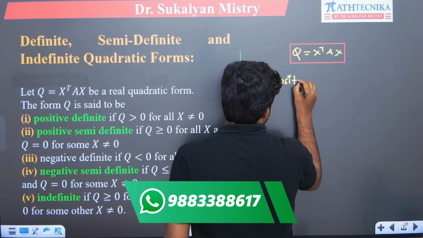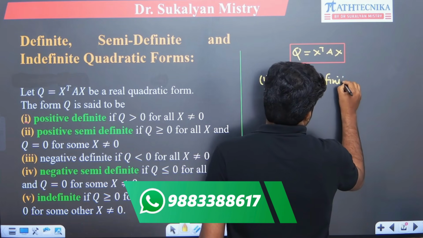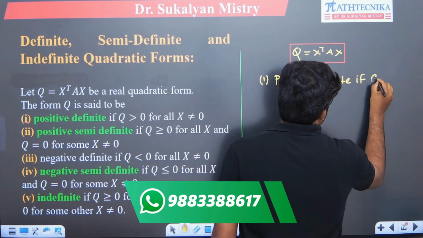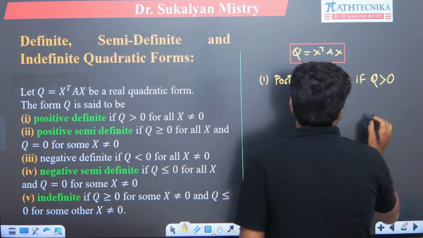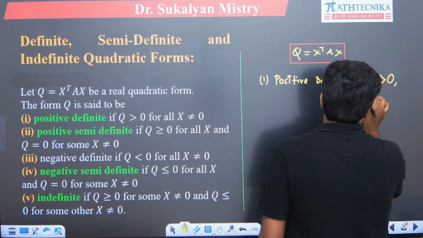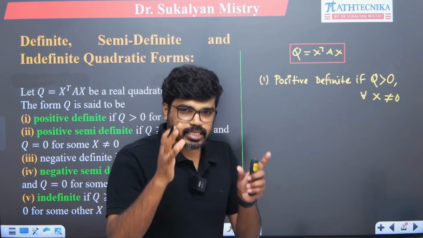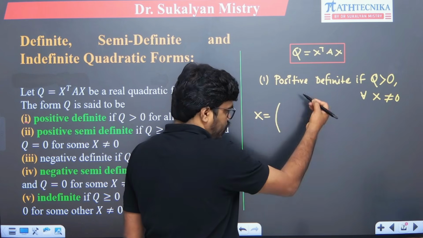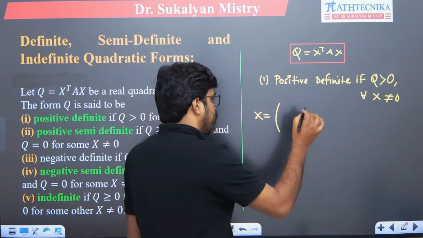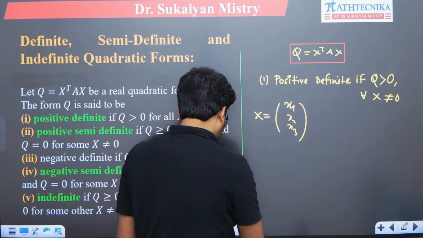It is positive definite if Q is strictly greater than 0. Okay. For all X not equal to 0. What is X? X means suppose the quadratic form is 3 variable x1 x2 x3, that is X is x1 x2 x3. ঠিক আছে? Okay.